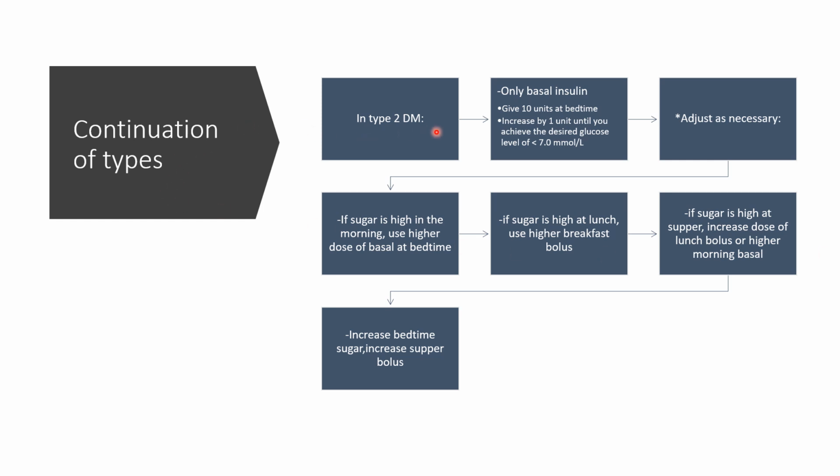In type 2 diabetes mellitus, we'll use only basal insulin. We can give 10 units at bedtime and increase by 1 unit until we can achieve the desired glucose level of less than 7.0 millimoles per liter. But we should be careful. We are not looking for less than 4 millimoles per liter, right? We will adjust as necessary.